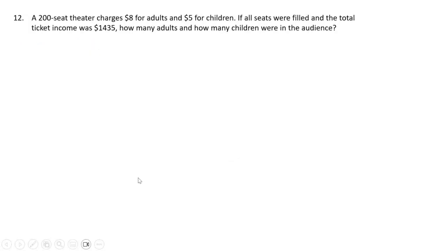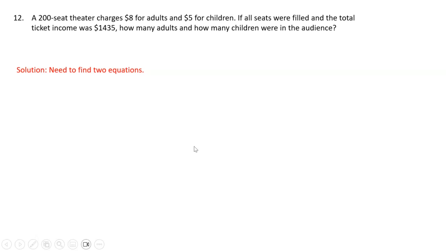Okay, now number 12. Number 12 says a 200-seat theater charges $8 for adults and $5 for children. If all seats were filled and the total income was $1,435, how many adults and how many children were in the audience? We're going to be solving a system of equations on this one. From the given info, we're going to come up with 2 equations.